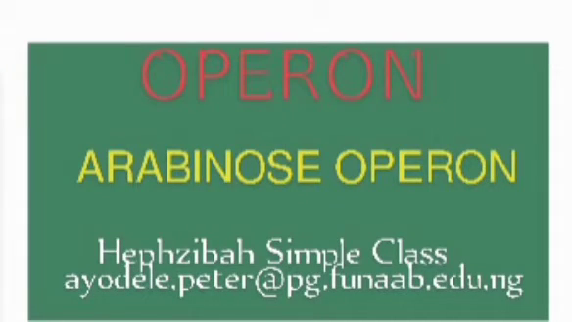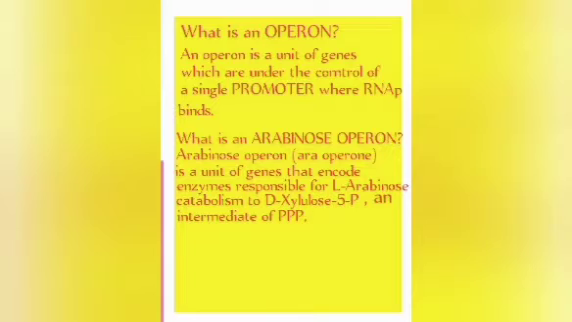Today, I will be talking on Arabinose Operon. To start with, what is an operon? An operon is a unit of genes which are under the control of a single promoter where RNA polymerase binds. An operon functions in a coordinated manner by means of the structural genes, promoter, operator, and some other units.